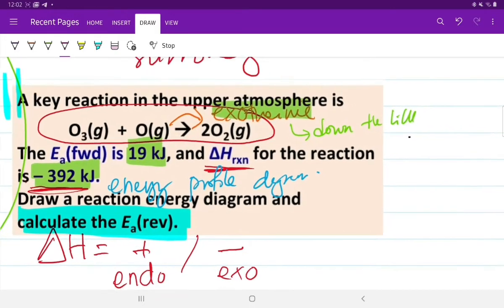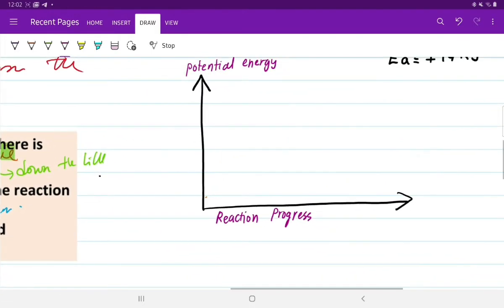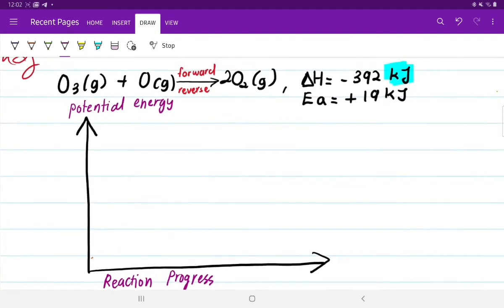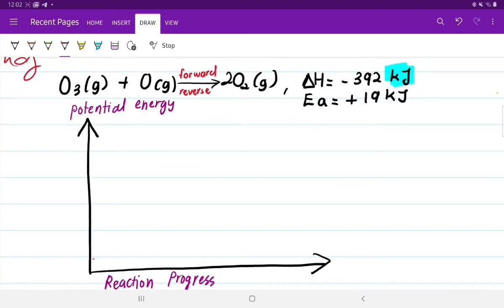Okay, so we have to draw our energy profile diagram for this one. These are the given information. Since the enthalpy of reaction for this reaction is negative, it means it is an exothermic reaction, so it's going down the hill. You start by plotting this energy profile diagram for my exothermic reaction.